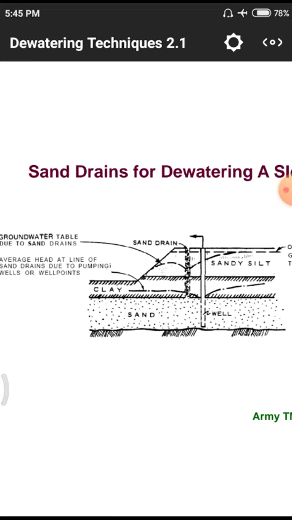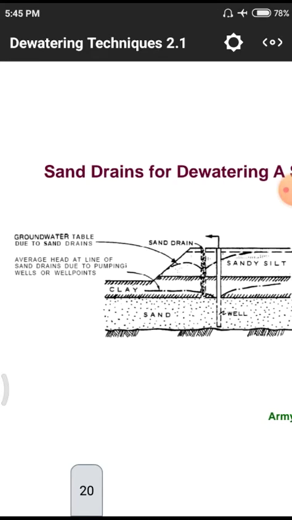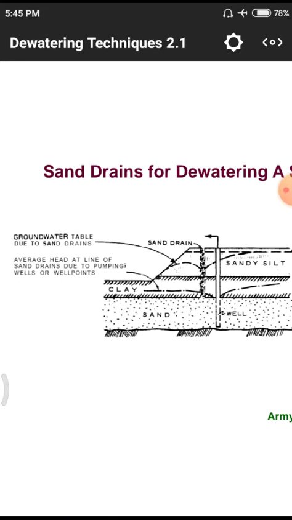And next we have the groundwater table due to sand drains. That means whenever we have this sand drain, automatically the total groundwater will decrease. Why? Because these sand drains will absorb the total quantity of water lying around the structure, so that automatically there may be a decrement of the groundwater level whenever we have sand drain-like structures near the building. You need to keep that in mind. That is one of the important points.